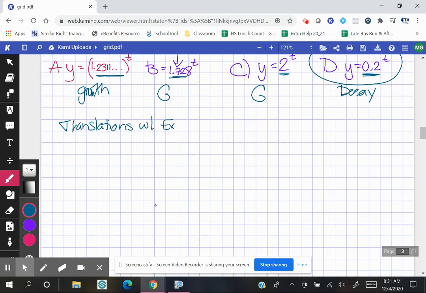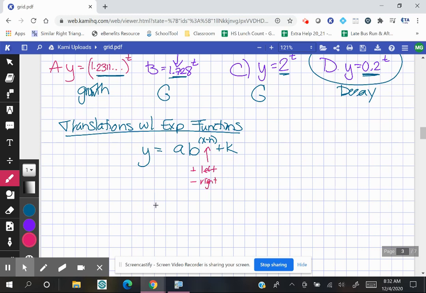With exponential functions. So your parent function and then your shifts. So we're going to look at our general form first. So y equals a times b raised to the x minus h plus k. So when we look at this, your h is going to tell us left or right, opposite of what you think. So left is going to be positive, right is going to be negative. Your k is going to tell you your up-down shift, just like all the other parent functions. Up is positive, down is negative.